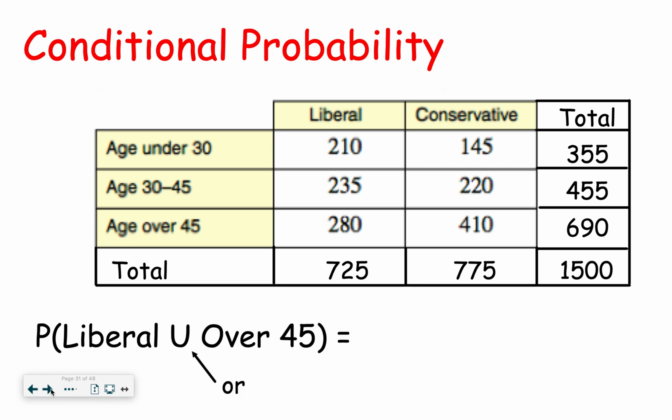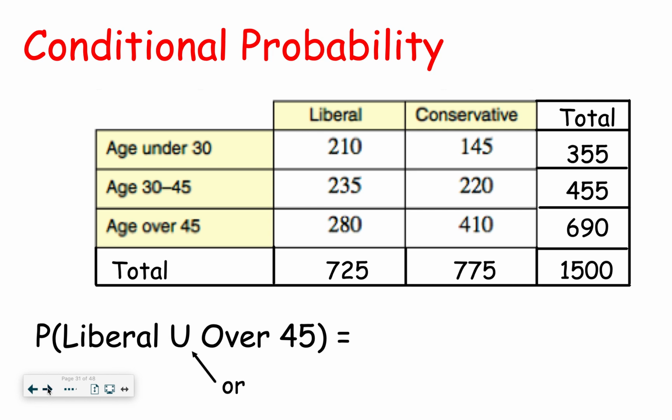Okay, so now if you're asked questions like, what is the probability that you are liberal, and remember U is or, liberal or over 45. So if I go to liberal and I go to over 45, they intersect at 280 people. You see that? Liberal over 45. But that's the intersection. And or means I could be either full-on liberal, don't care about the age. I could be full-on over 45 years old, and I don't care about political preference. Or it could be the combination of both, the intersection.